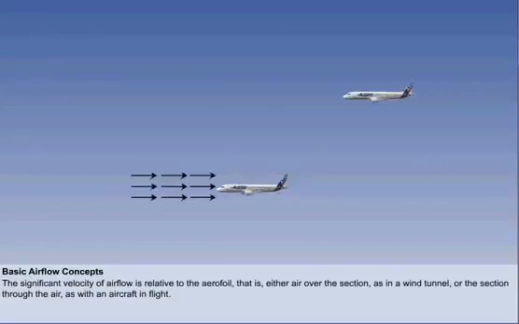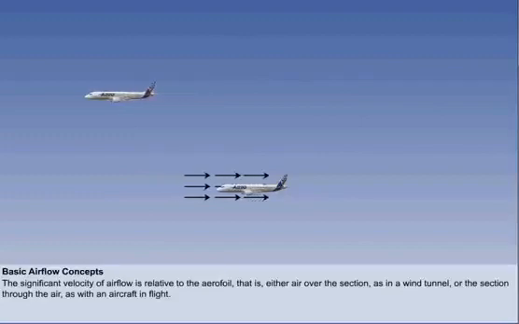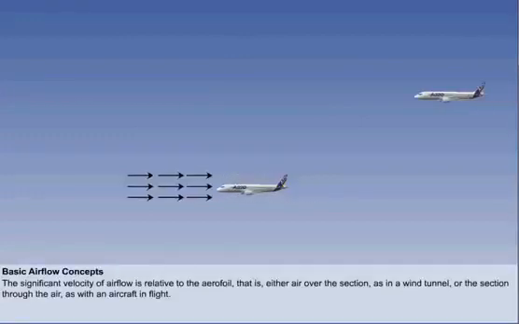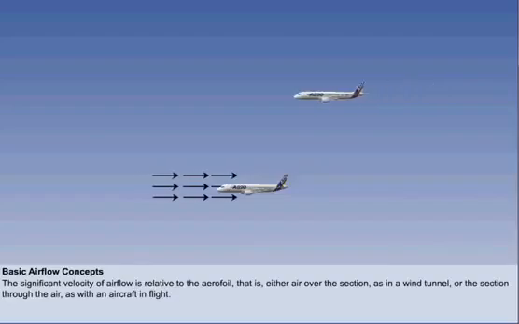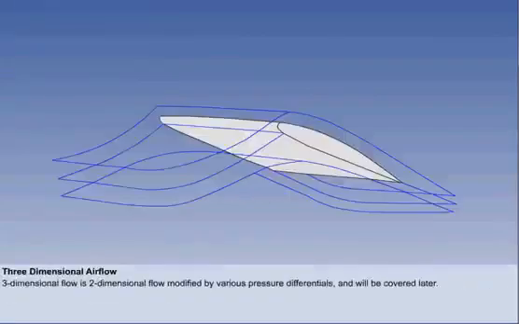To promote full understanding, we will be referring to both situations, either where air flows over a wind tunnel model, or aircraft in flight moving through stationary air. Three-dimensional airflow is the true airflow over an aircraft and consists of a two-dimensional flow, modified by various pressure differentials. This will be examined later in the syllabus. For now, we will consider two-dimensional airflow.